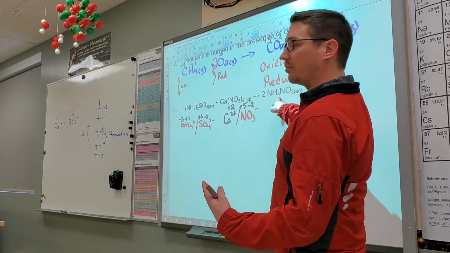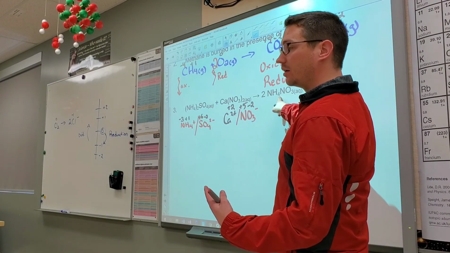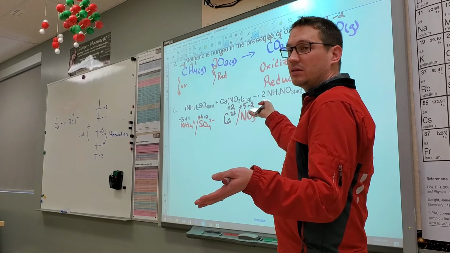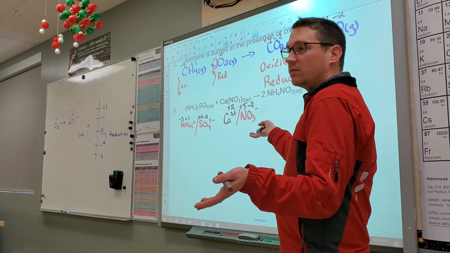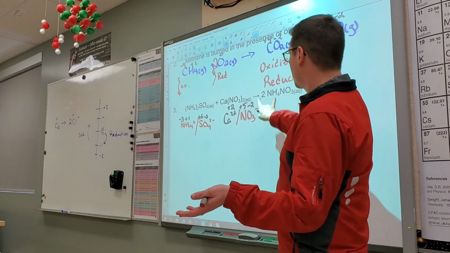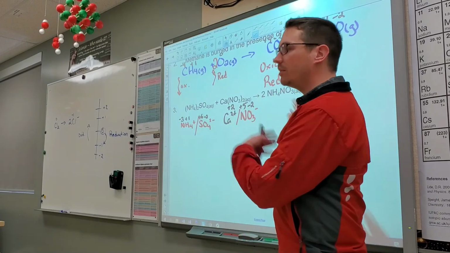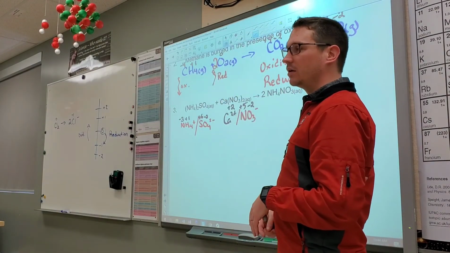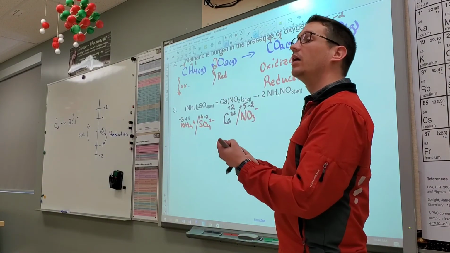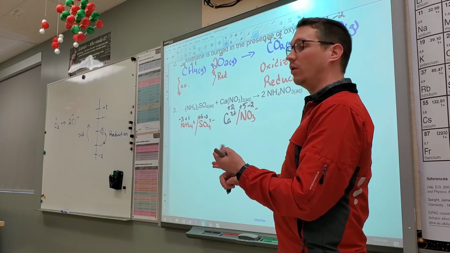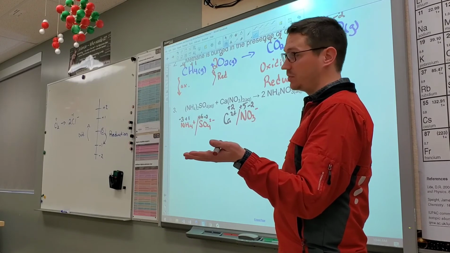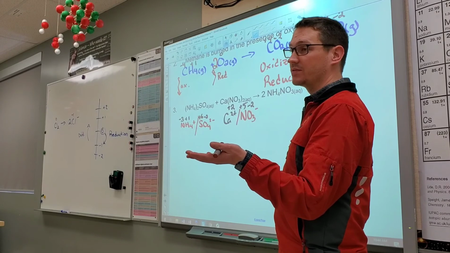Is this an ionic compound? Yes. How do you know? It starts with ammonium. Ammonium anything. Boom, ionic, right? Ionic compounds begin with metal or ammonium. You should be able to spot it from a mile away. We've been working on this for 3 years now.